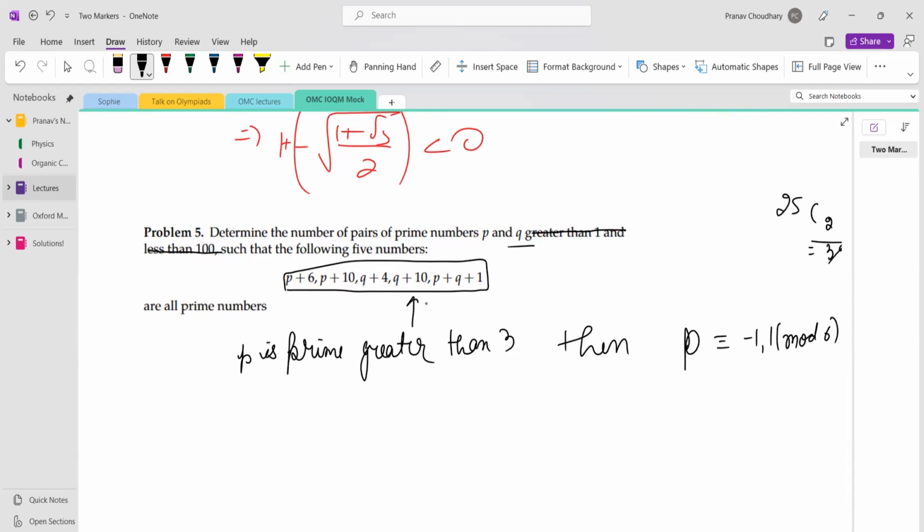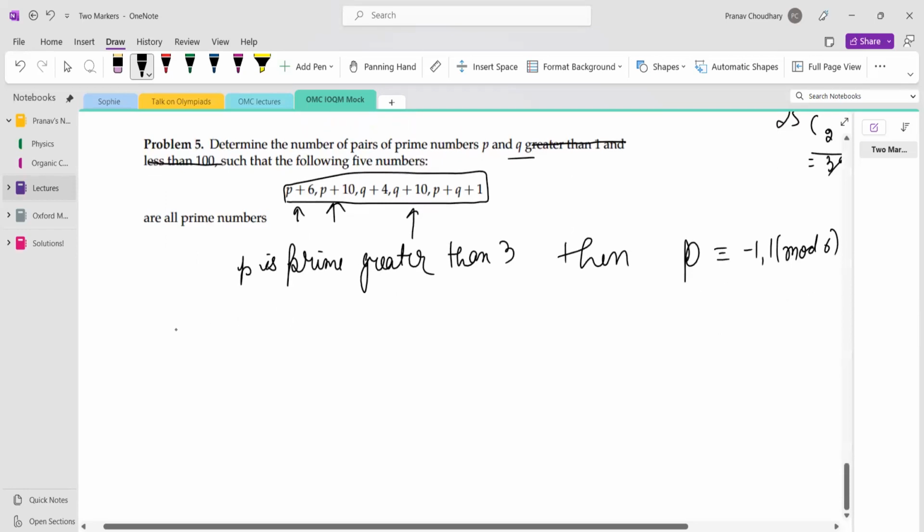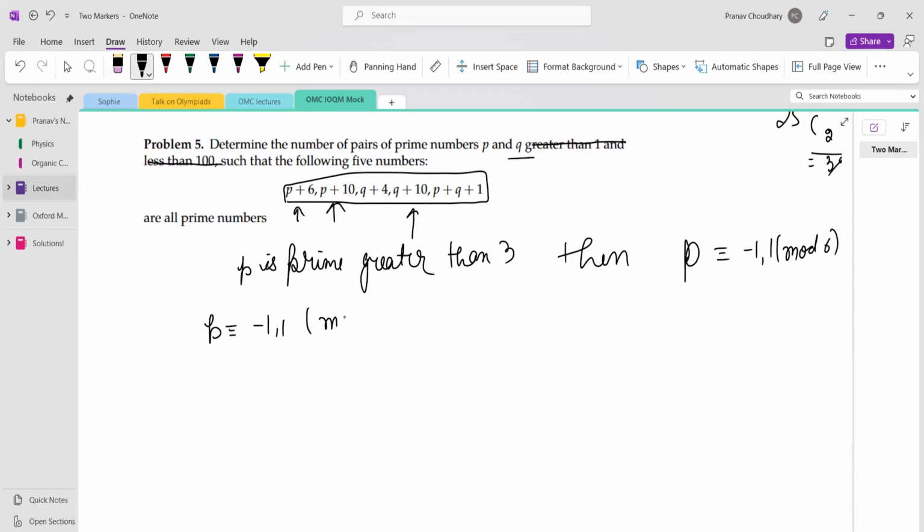And this question feels so much like you have to use it. See, it says P plus 6 is prime and P plus 10 is also prime. So obviously, modulo something you would think of some arguments, and mod 6 is very nice for primes. So, let's see. Firstly, they just said that P and Q are primes, which means P is congruent to minus 1 comma 1 modulo 6.